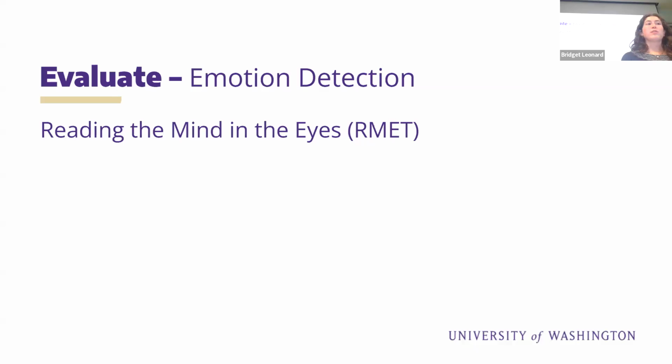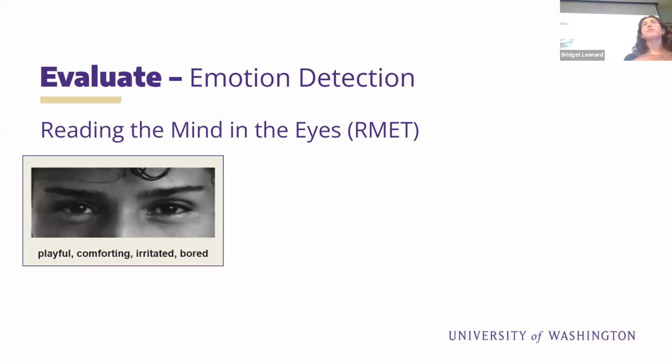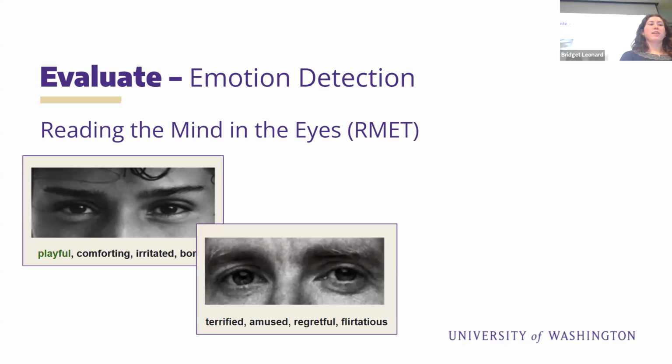We chose the RMET, which is the Reading the Mind in the Eyes task, because it's really popular in cognitive psychology. It has aspects of theory of mind and is really robust when finding emotion detection scores for people. So how this task works is you're given an image of someone's eyes and 4 corresponding words, and you're just supposed to select the word that best describes what you think the person is thinking or feeling. So for that one, it's playful.